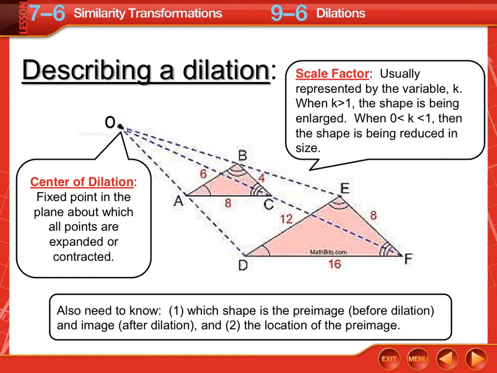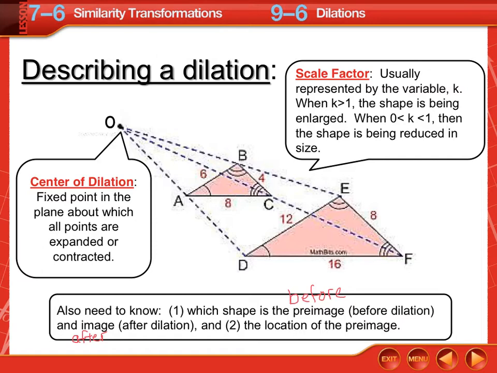As I mentioned, we also need to know what is the before, and we call the before transformation shape the pre-image, pre meaning before, and you need to know which one is the after transformation. We call that the after transformation the image. So we've got the pre-image and the image. You need to know which one is which, and you also need to know, to describe a dilation, the location of that before or pre-image.